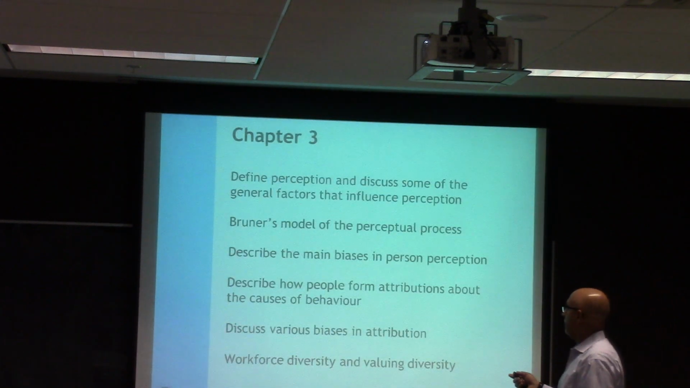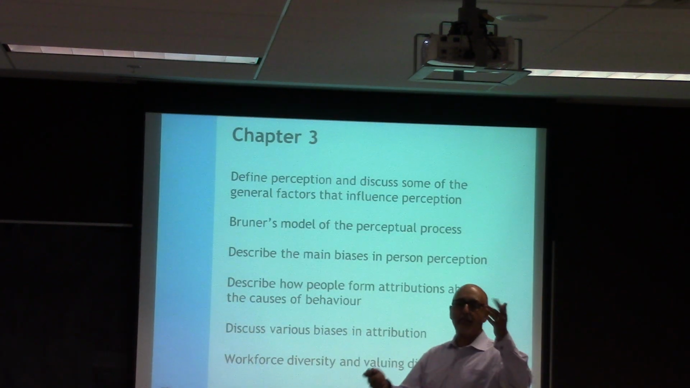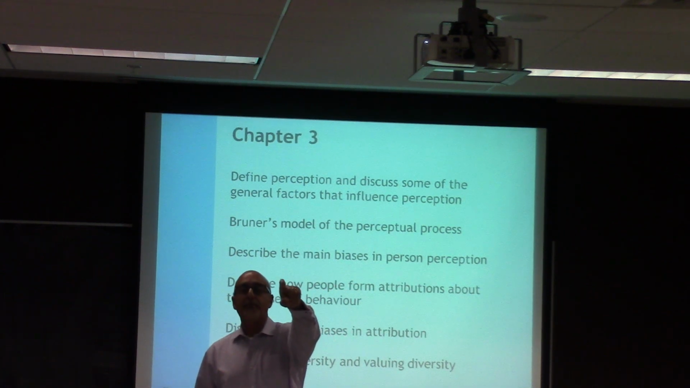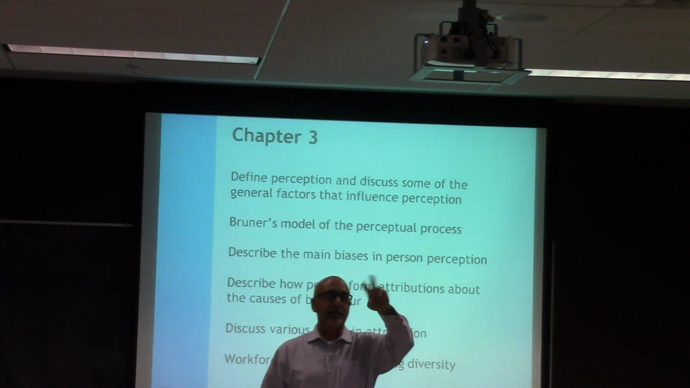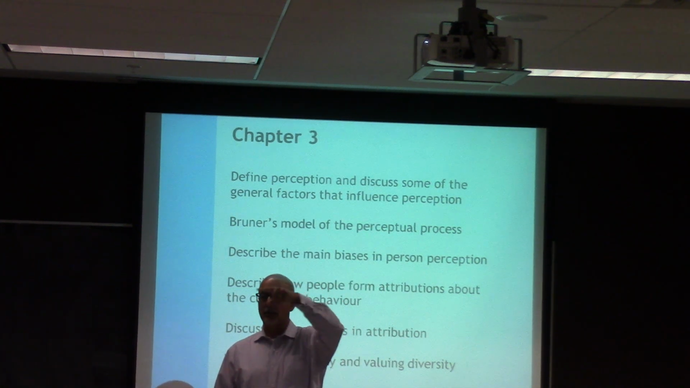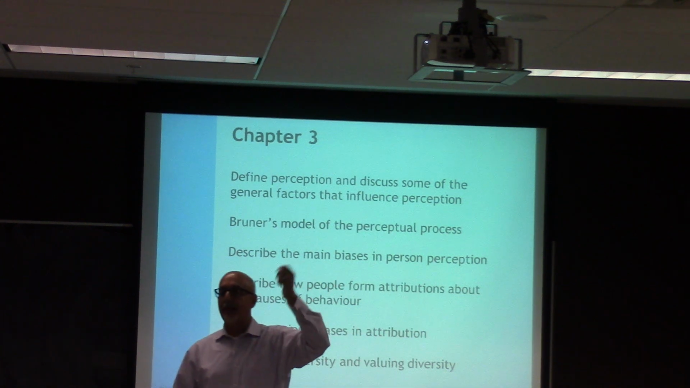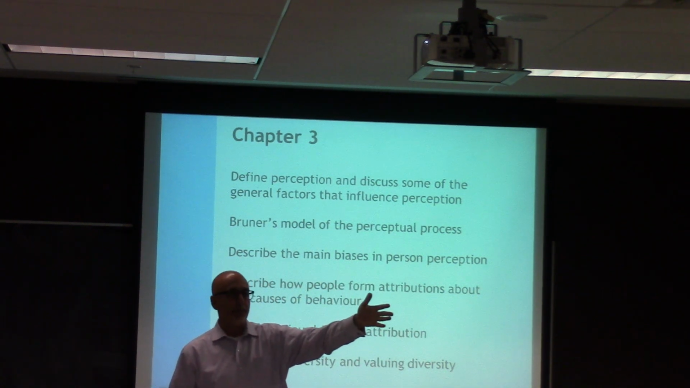Main biases in person perception. Give me a couple, just give me two. Two biases in person perception. Primacy and recency. What's primacy? First impressions. Recency? Last impressions. Another bias: stereotyping.